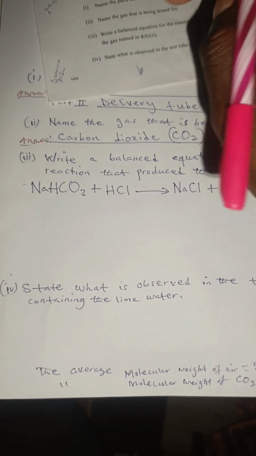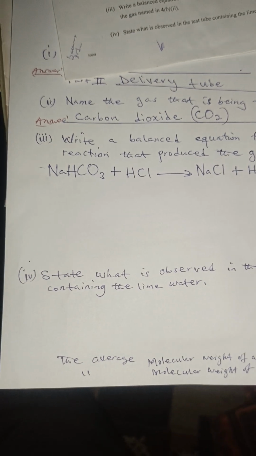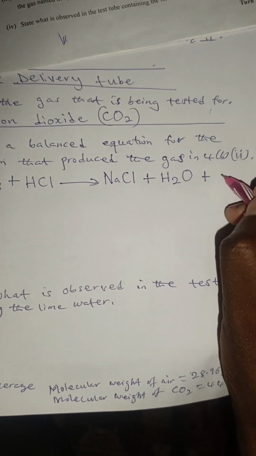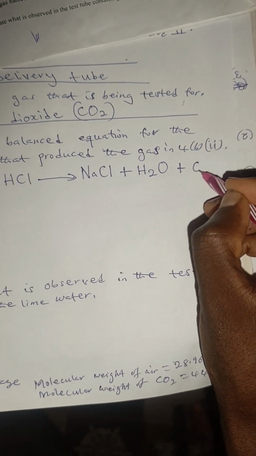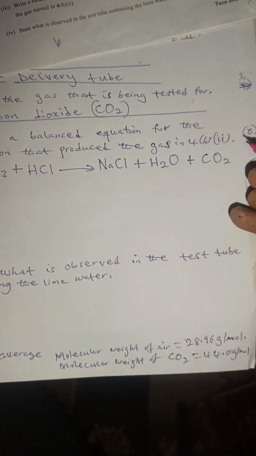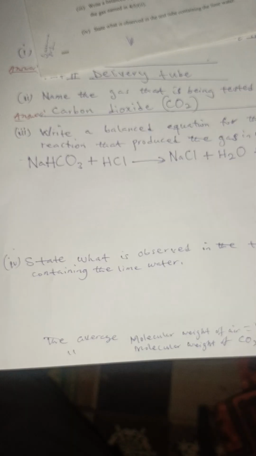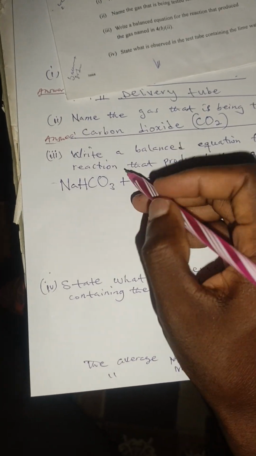and from this, when you see carbonate, you have to know that the gas that will be produced is carbon dioxide. So we have CO2. So if you want, you write the state of matter.